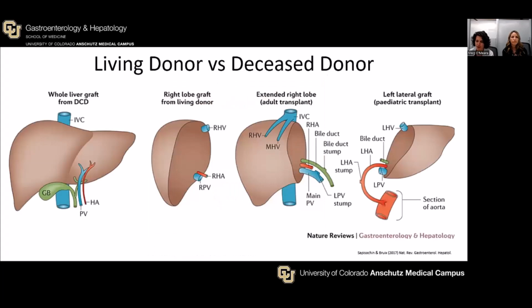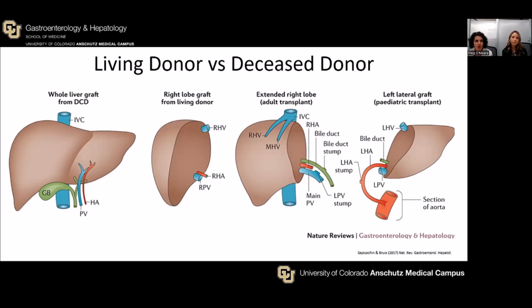So as Meg mentioned, we do both living donor and deceased donors here at University of Colorado. A living donor transplant is typically performed by taking a healthy donor's right lobe of their liver and transplanting it into one of our recipients. Then here on the left is a deceased donor, where we take a complete hepatectomy on a deceased donor and implant that into a transplant patient.